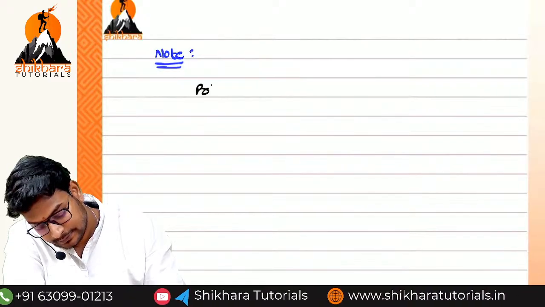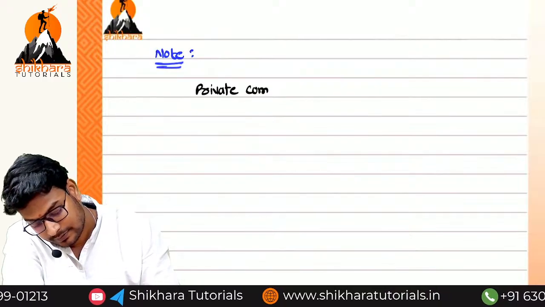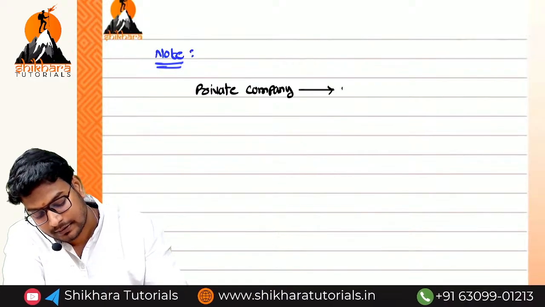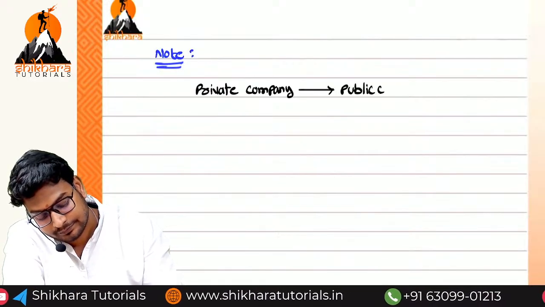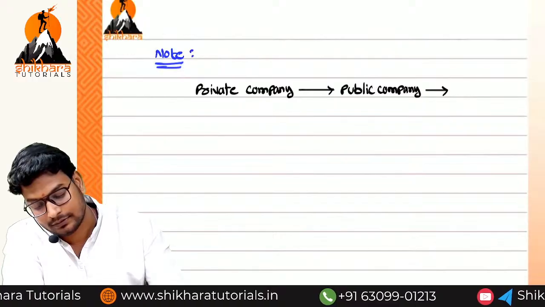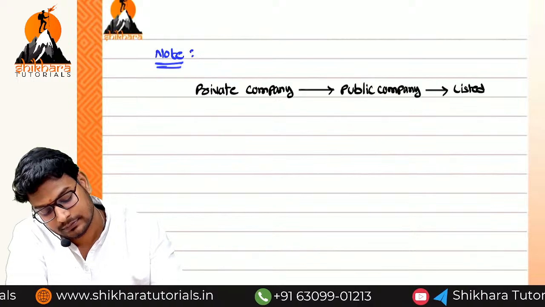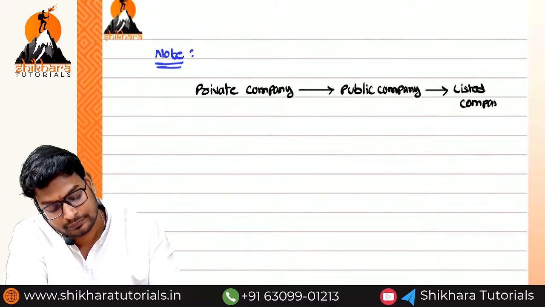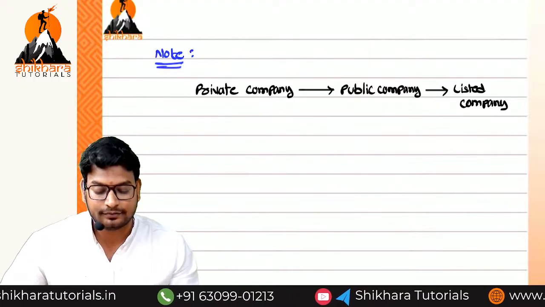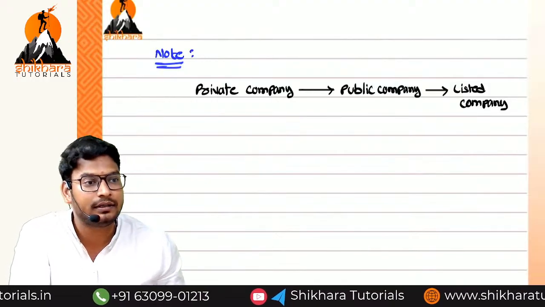So first, a private company should be converted into a public company, and only then do we have the listing option. Can a private company be listed directly? No, a private company cannot be listed directly. First the private company has to be converted into a public company, and then it has the capability of listing.